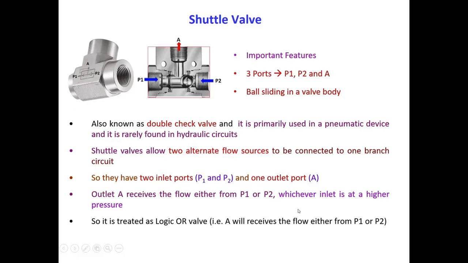Shuttle valves allow alternate flow sources to be connected to one branch circuit. So they have two inlet ports, P1 and P2, and one outlet port. Outlet A receives the flow from either P1 or P2, whichever inlet is at higher pressure. So it is treated as a logic OR valve. It will receive the power either from P1 or P2. Very simple.